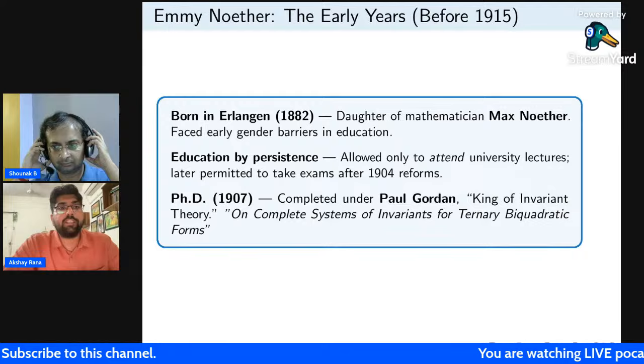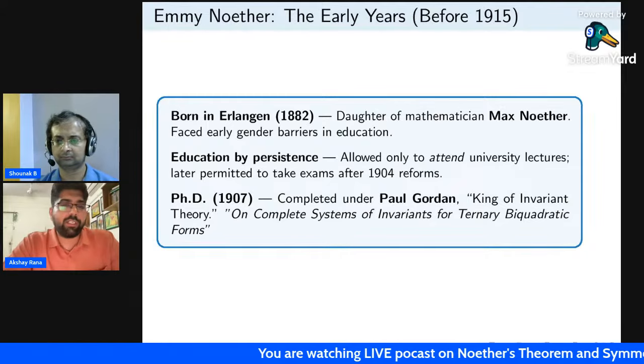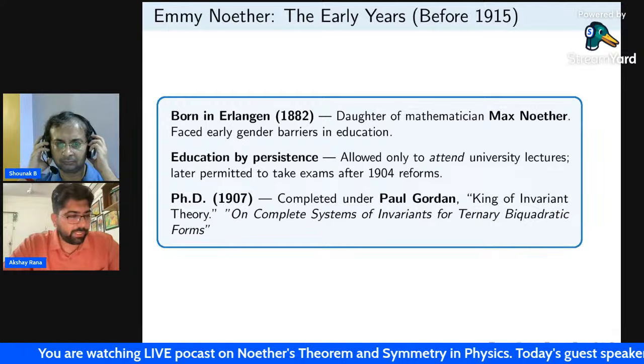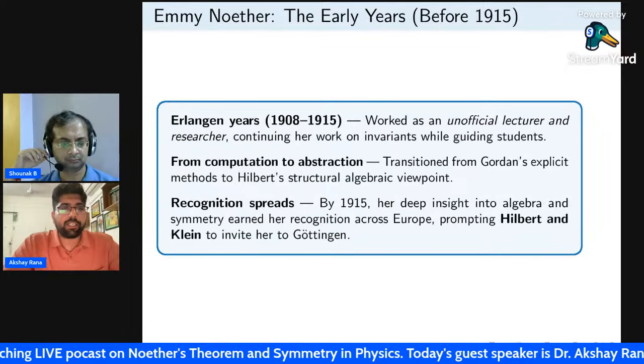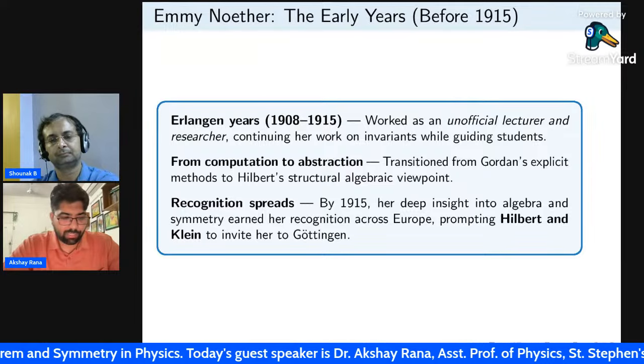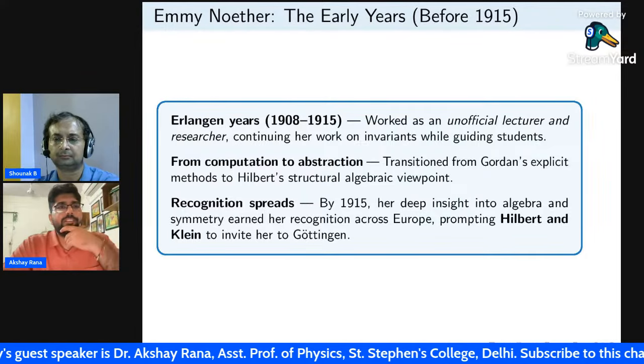She started working with a very prominent mathematician named Paul Gordan at the University of Erlangen, who is also known as the king of invariant theory. And with that, her PhD, her career in the field of mathematics, evolved. But after completing her PhD in 1907, she faced another challenge.